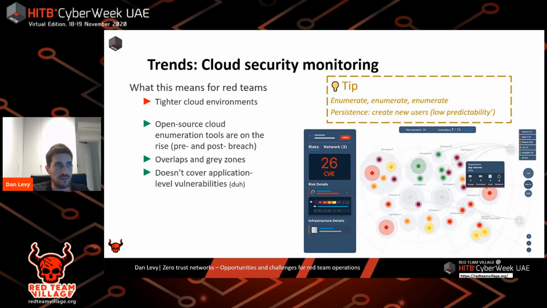Number two, from the persistence perspective, we can't imagine that the cloud environments are going to be as predictable as on-prem environments. The access that we can gain to cloud environments is going to become very, very volatile. And so for this reason, it's always extremely important to have backup scenarios or backup plans.